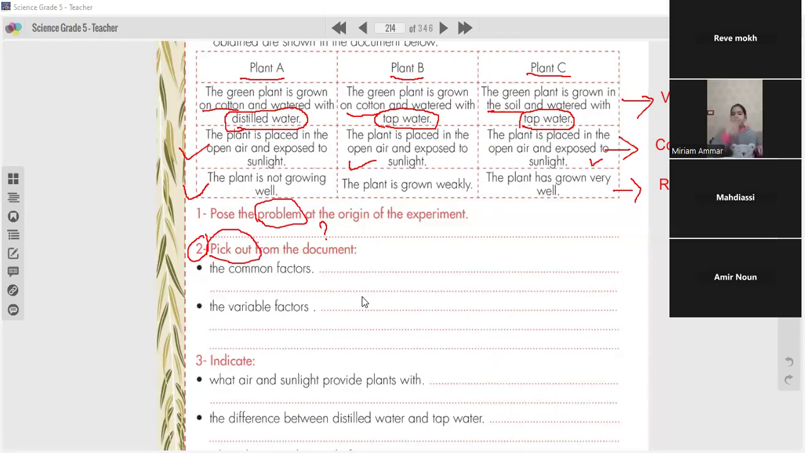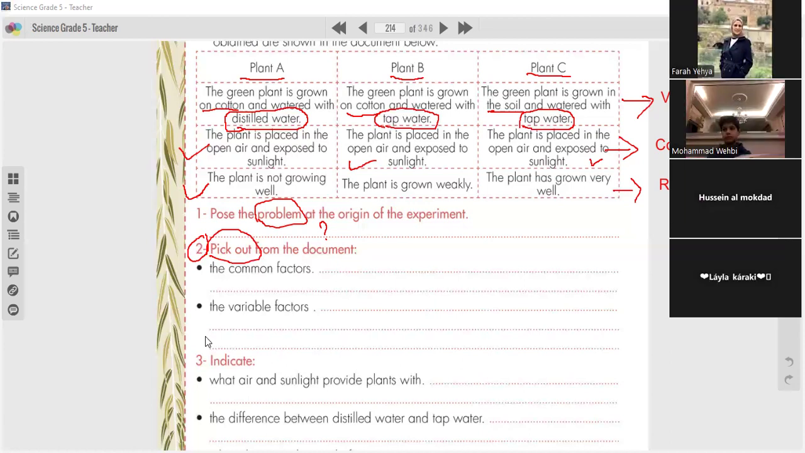Exactly, sunlight. Actually, no need to say the plant is placed in open air. You can write open air. You can put exposed to the sunlight, or you can say the three plants, plant A, B, C, are exposed to the sunlight and open air. You can list them, open air or sunlight. Thank you Mahdi.